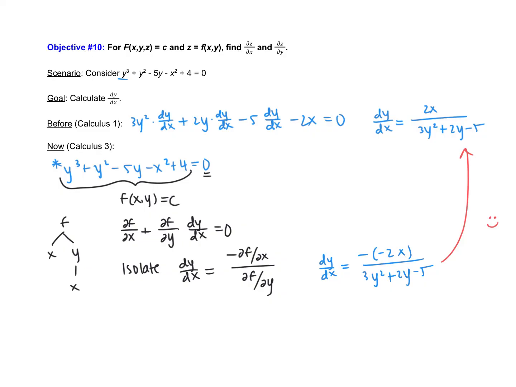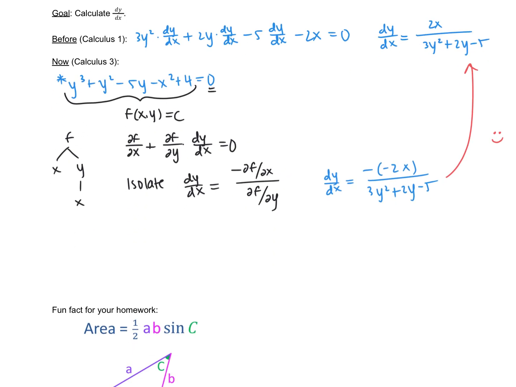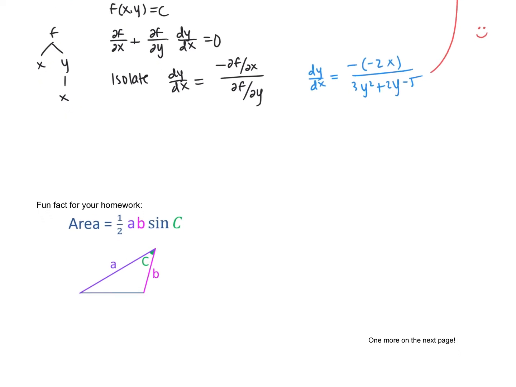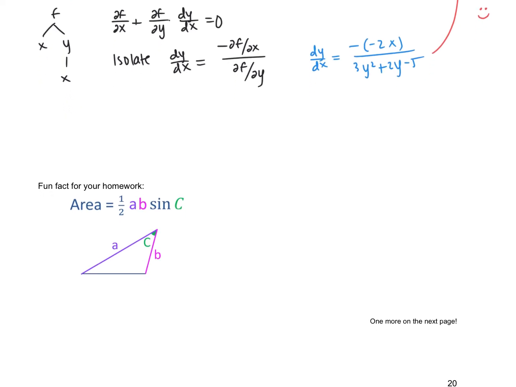Okay, we've got one more try at that. But before we do that, fun fact for your homework that you're going to need. It's the way to find an area of a triangle that's not a right triangle. Just so you know, you're going to see a problem in your homework where you're going to need that formula. So just keep it in mind.